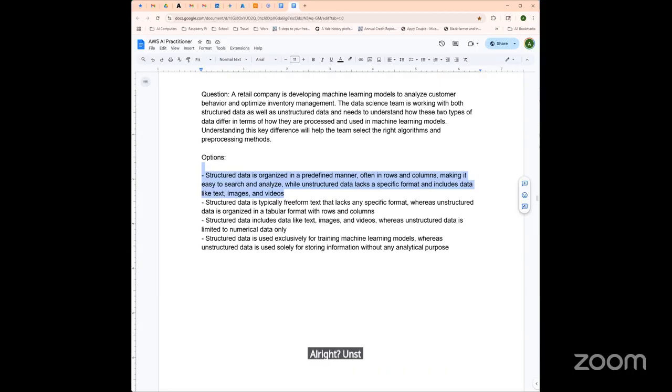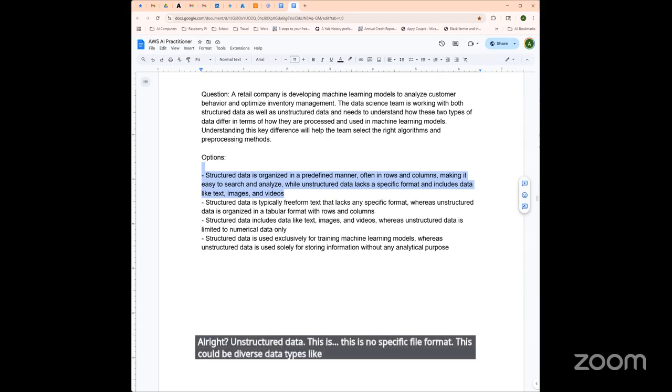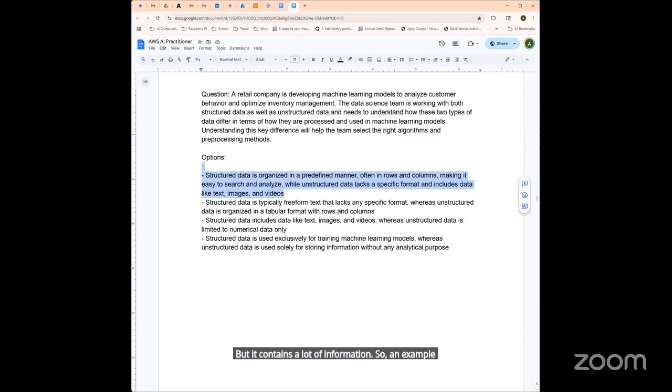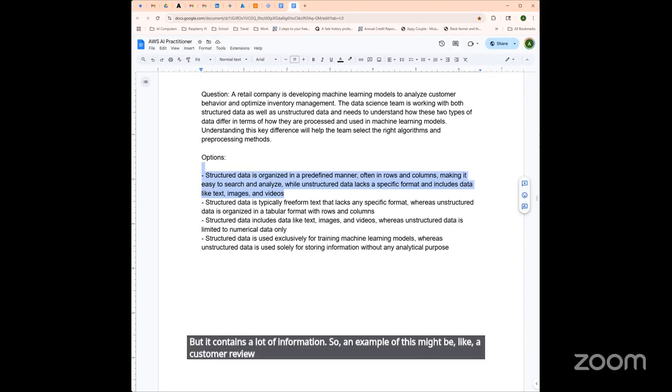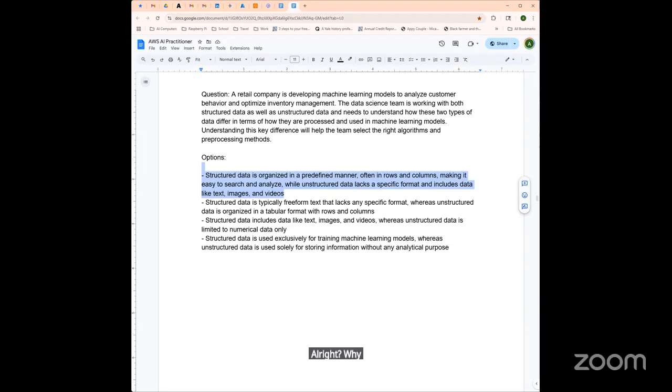Unstructured data has no specific file format. This could be diverse data types like text, images, videos, whatever. It's more complex to process, but it contains a lot of information. An example of this might be a customer review, social media posts, or product images. All right. Why are the other ones incorrect?